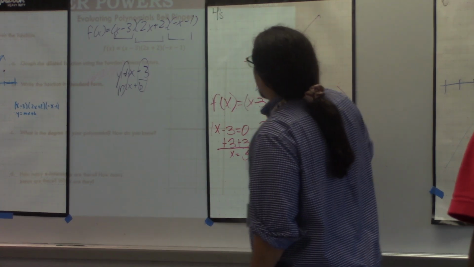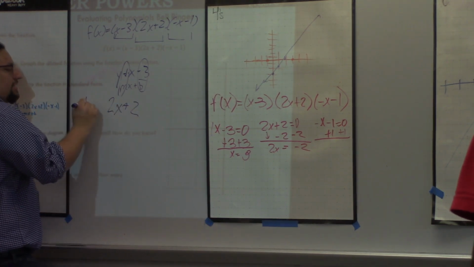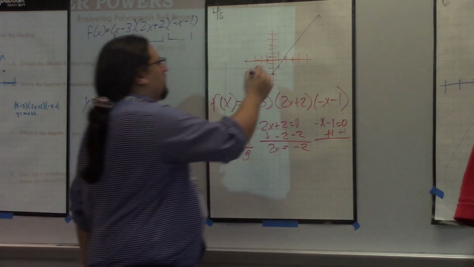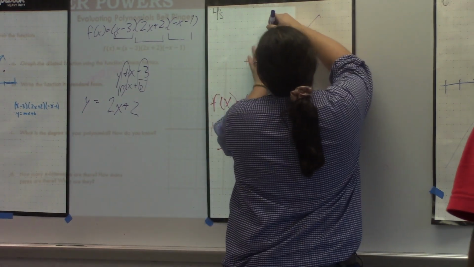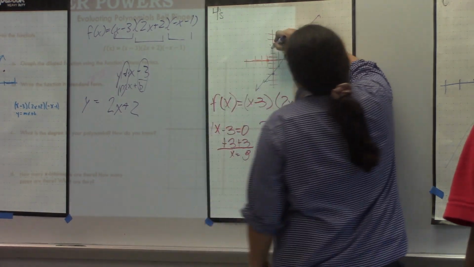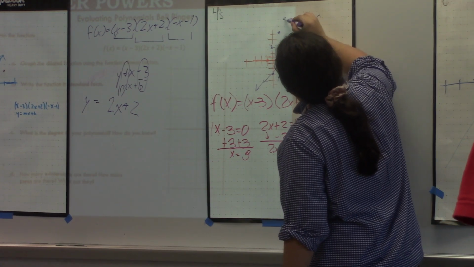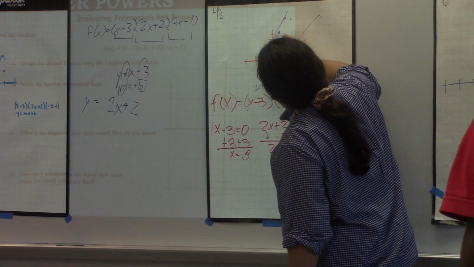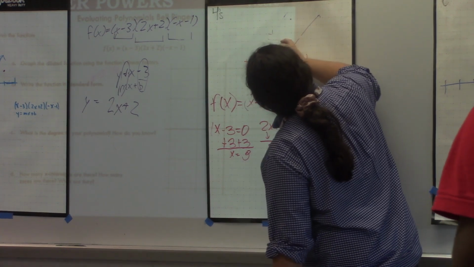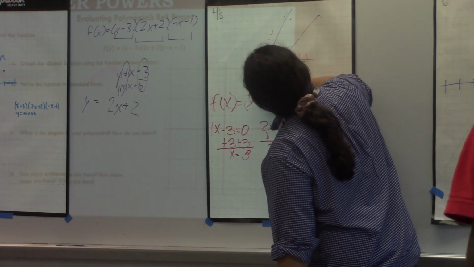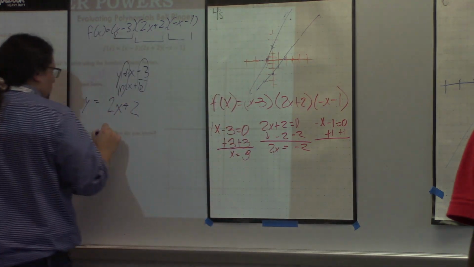That's one line. Okay, I'm going to do the same thing for 2x plus 2. What's my y-intercept? 2. What is my slope? 2. There we go. Y-intercept of 2, slope of 2. Up 2 over 1, up 2 over 1. That's a little wonky, I agree. Here we go. Okay. Negative x minus 1.